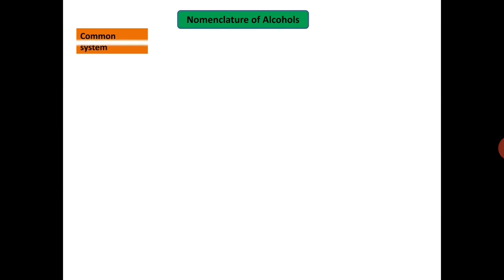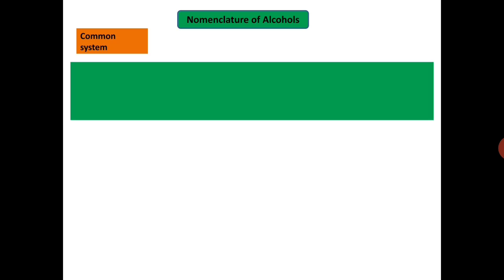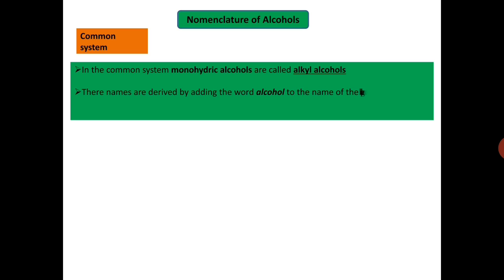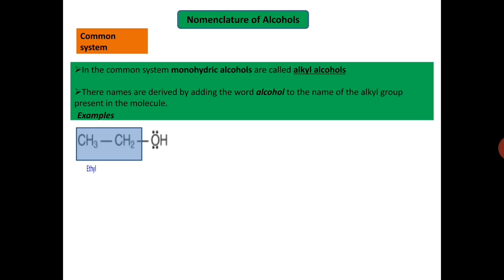Let us see, the first one is the common name. In a common name, we give the name of a monohydric alcohol as an alkyl alcohol. We have to see which alkyl group is present in the molecule, write the alkyl group and then just write alcohol. For example, CH3CH2OH: the 2 carbon means it is a derivative of ethane, an ethyl group, and OH is alcohol, therefore the name is ethyl alcohol.